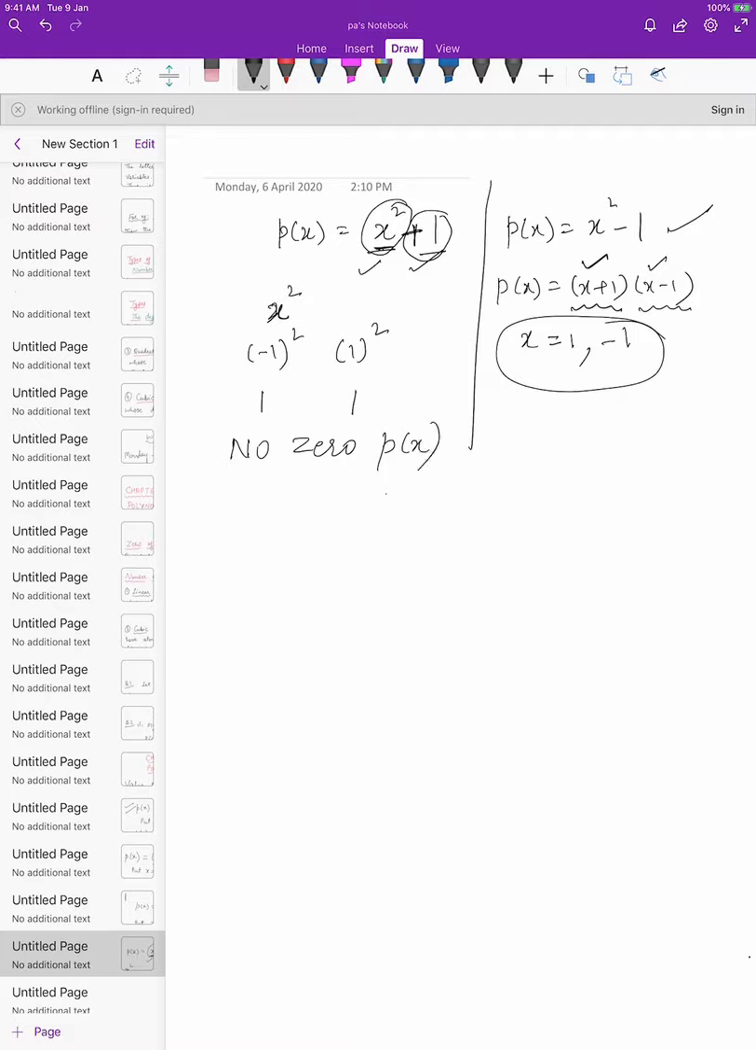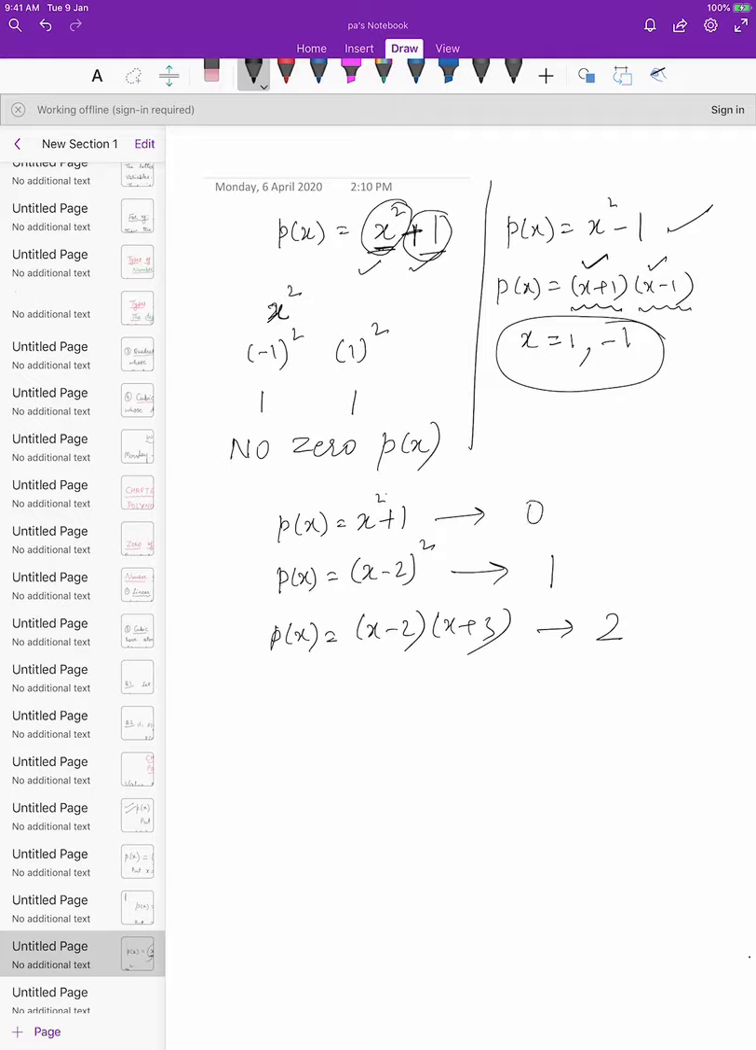So could you see, if I take p(x) equal to x square plus 1, or if I take a polynomial as (x minus 2) whole square, or if I take a polynomial as (x minus 2) into (x plus 3), all these three are quadratic polynomials, but in this case I got two zeros, in this case I got only one 0, in this case I got no zeros at all.